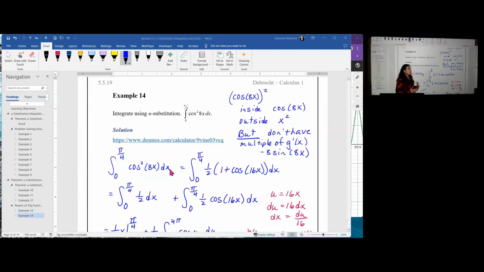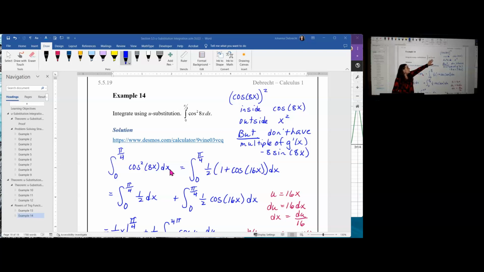Again, even if you wanted to, you cannot do u-substitution directly, even though we do have the cosine of 8x being squared. The problem is, we don't have a multiple of the derivative of the inside function. The derivative of cosine of 8x would be negative 8 sine of 8x. We could deal with the loss of the negative or the 8, but we have to have a multiple of sine of 8x, and we do not have that in the original integrand. So what we have to do is use the reduction formula.